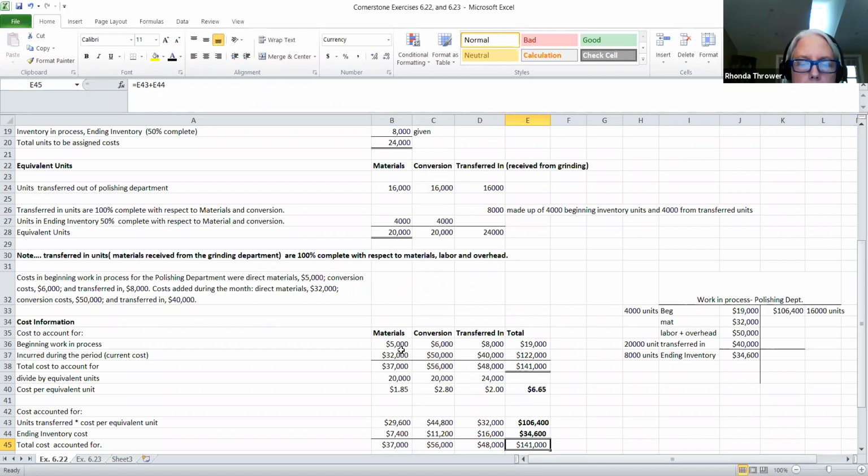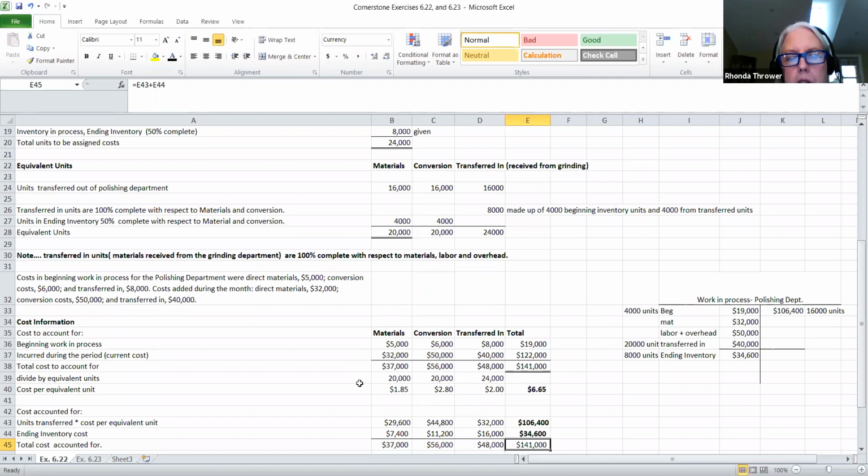You can reconcile this by adding your materials beginning inventory plus what you incurred during the period together. The total materials for this problem was 37,000. The conversion was 6,000 plus 50,000, which is 56,000. And then the total transferred in was 48,000 because 8,000 was from beginning, and then 20,000 units came in at 40,000 each. The three of these are added together and it backs up to this 141,000. So you've got a system of checks and balances here.